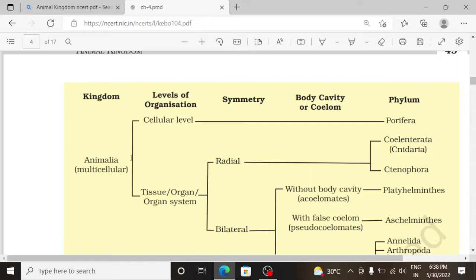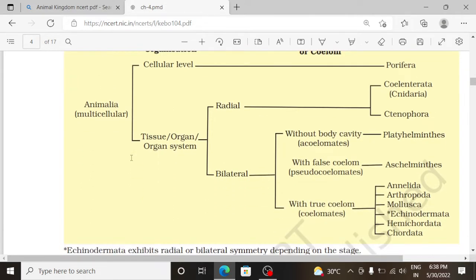First type is cellular level and second is tissue, organ or organ system. So on the basis of cellular level, the phylum is Porifera, and on the basis of tissue, organ or organ system, the kingdom Animalia is categorized into radial symmetry and bilateral symmetry, and on that basis radial symmetry has Coelenterata or Cnidaria and Ctenophora.